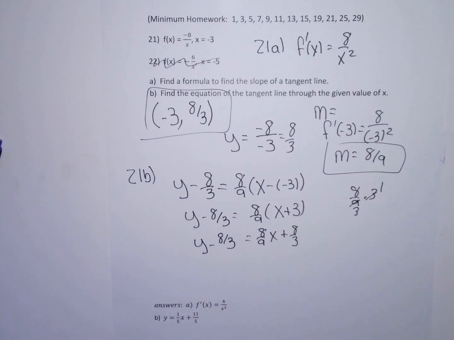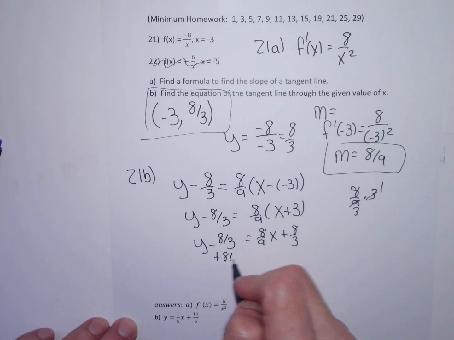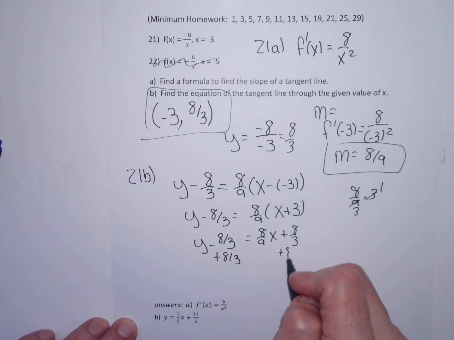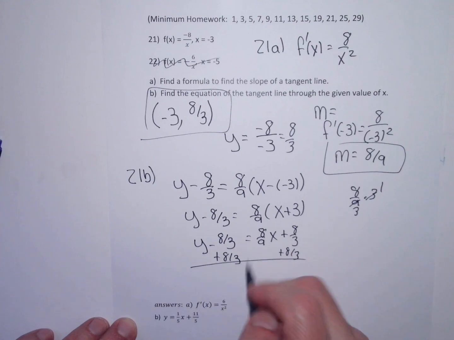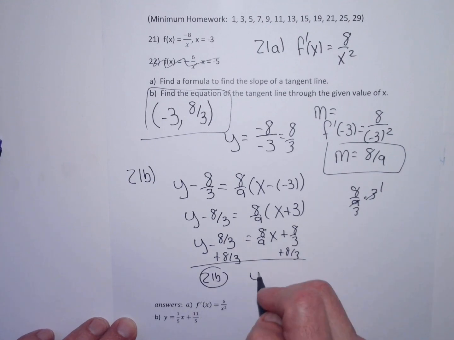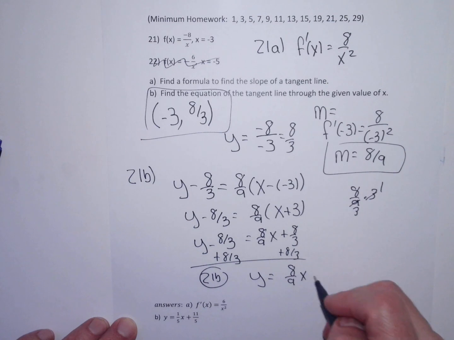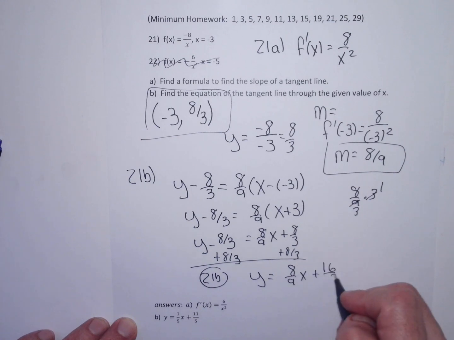And I'm almost done. I just need to solve for y by adding 8/3 to both sides. So plus 8/3 and plus 8/3. And for 21b, the equation of my tangent line is going to be y equals 8/9 x, and 8/3 plus 8/3 is 16/3.